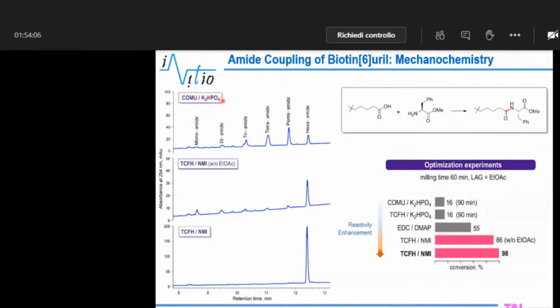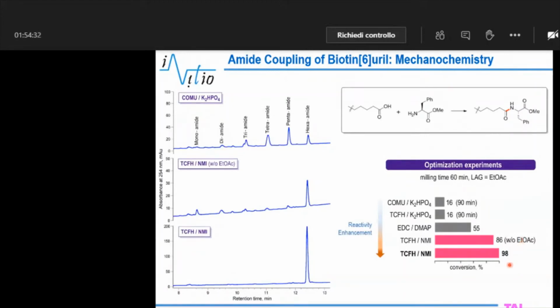If you apply reaction conditions which are suitable for a more normal coupling but not reactive enough, you have a mixture of everything. And the yield of hexamide is rather low, 16%. Again, we have to go to a highly reactive reagent combination like TCFH and N-methylimidazole to get a conversion of about 98%.